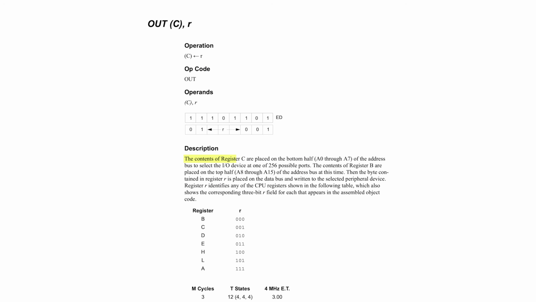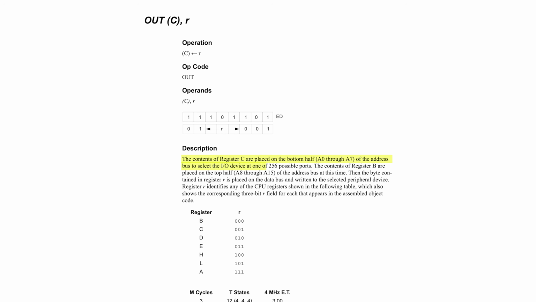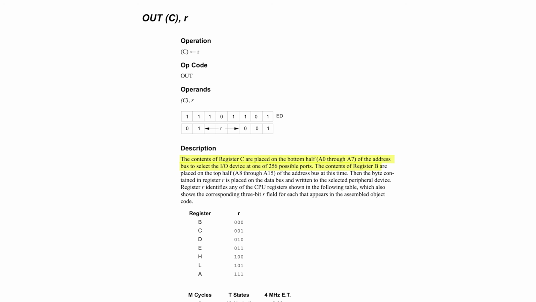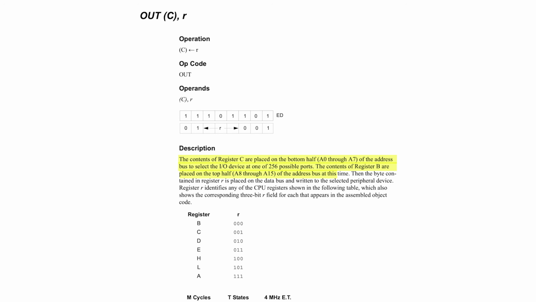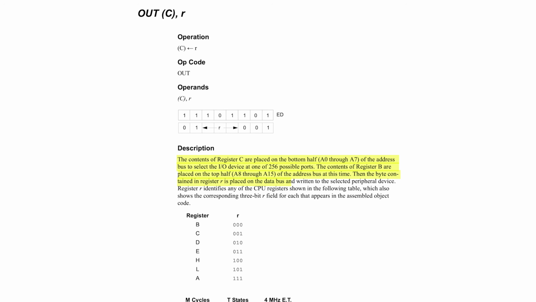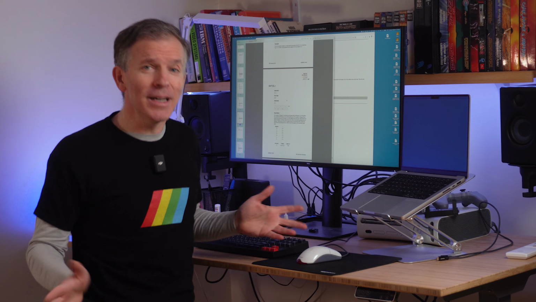The contents of register C are placed on the bottom half of the address bus to select the I/O device at one of 256 possible ports. The contents of register B are placed in the top half of the address bus at this time. Then the byte contained in the register R is placed in the data bus and written to the selected peripheral device. That is totally different.